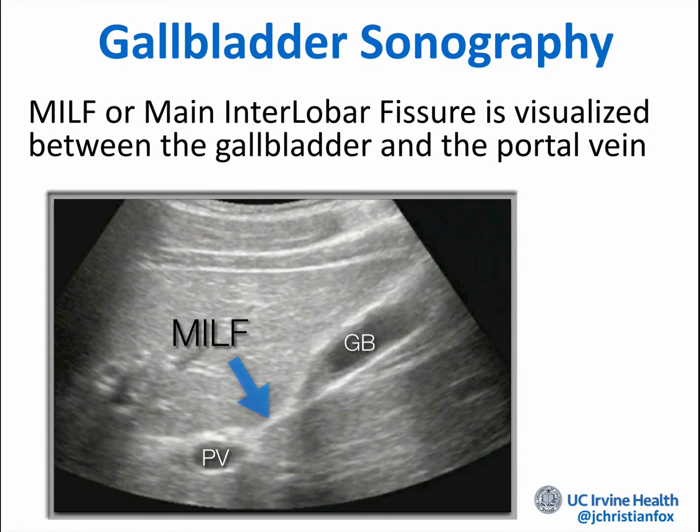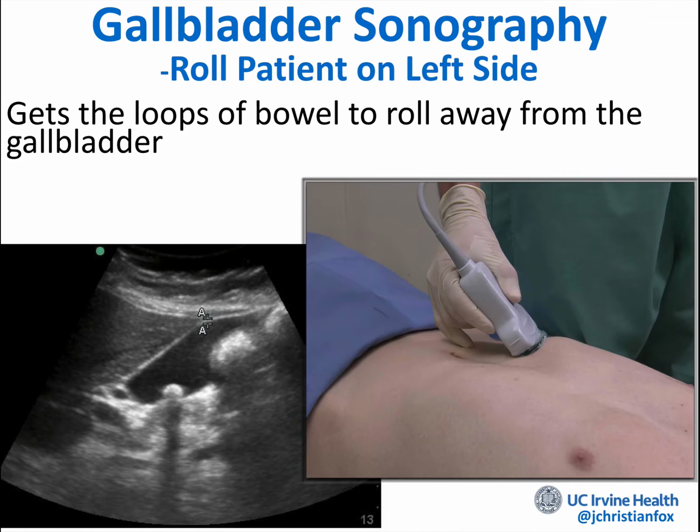Because sometimes you look at the screen, there's some various things on the screen, you're like, which one's the gallbladder? The gallbladder tends to be the most anterior superficial structure when you're looking around the liver for the gallbladder. You'll see the portal vein, very hyperechoic walls to it, and then the main interlobar fissure can be seen between the portal vein and the gallbladder to act as your landmark.